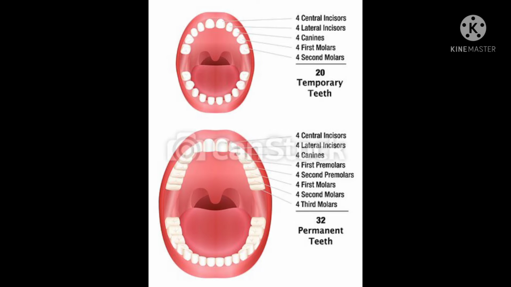In permanent teeth, there are 4 central incisors, 4 lateral incisors, 4 canines, 4 first premolars, 4 second premolars, 4 first molars, 4 second molars, 4 third molars. Totally, there are 32 permanent teeth. So, there are 20 temporary teeth and 32 permanent teeth.